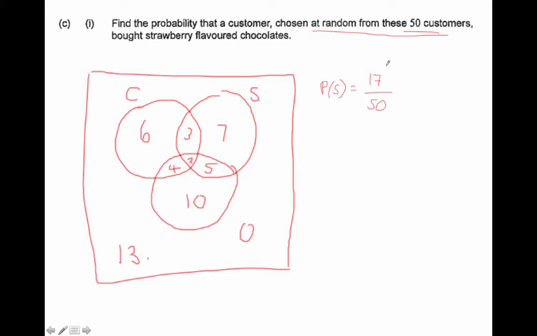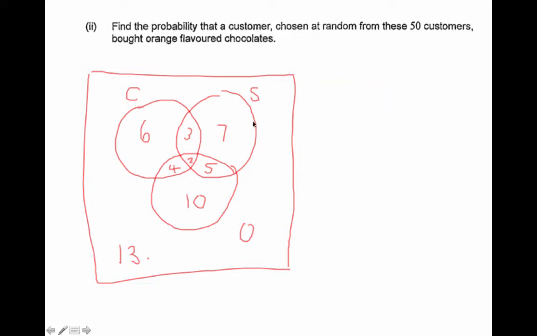The next question asked, what's the probability, chosen at random, that these customers bought orange, so orange flavoured chocolates this time? So probability of orange. Now I've just realised here, O is not a good idea to call one of your sets, because the letter O looks too much like a 0. So if I were to do this again, I wouldn't use the letter O because it's a little bit confusing. So just for future reference.